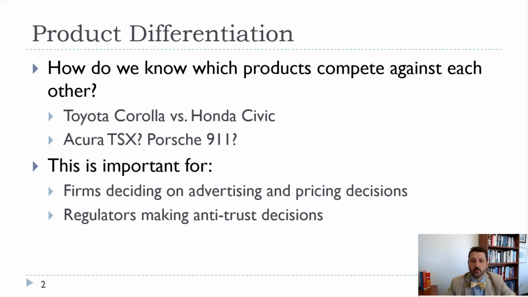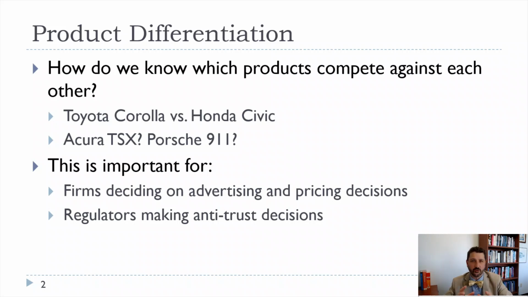And so we think about examples. One of the questions is, which products compete against each other? So some are pretty obvious, right? A Toyota Corolla and a Honda Civic, they're definitely in the same market. They're definitely competing against each other. But then, do they compete at all against fancier cars like the Acura TSX or the Porsche 911? Do those cars compete against each other?